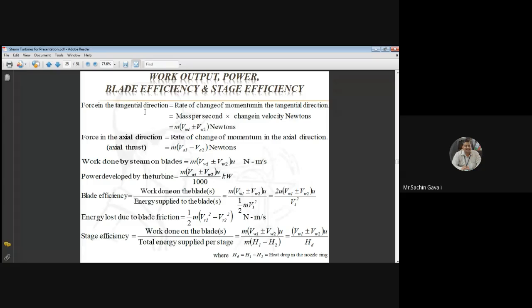If momentum change will occur, what will be produced? Anybody? According to Newton's second law of motion, anybody? If momentum is changing, maybe of that blade or that steam, what will happen? The steam is losing its momentum, gained by the blade, and in that process, what will develop?